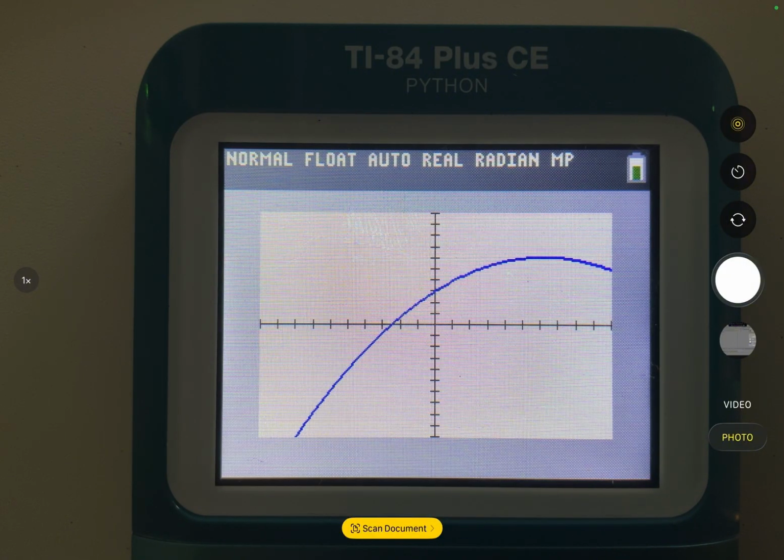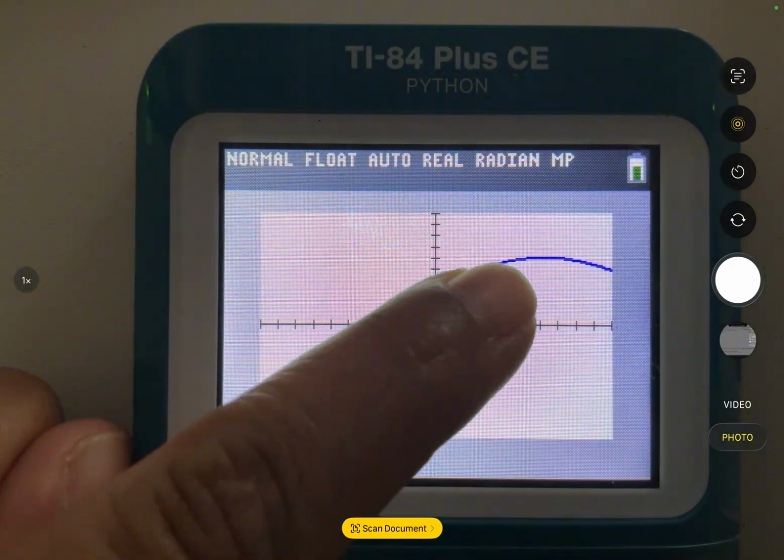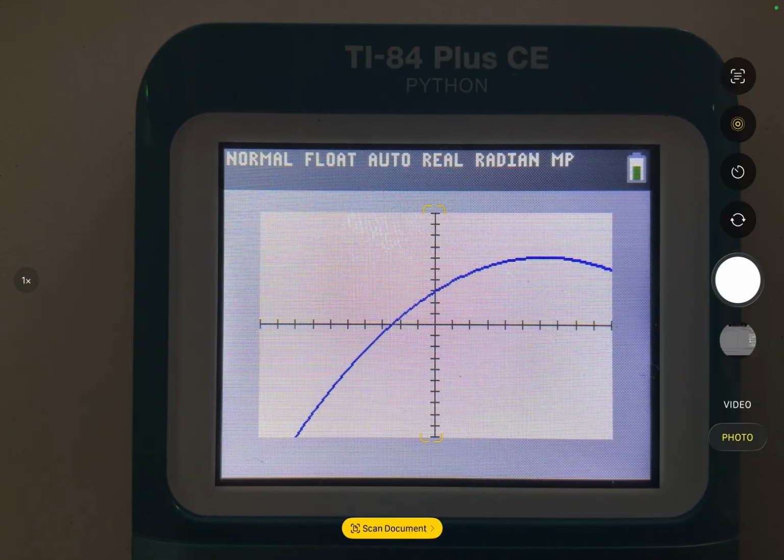What the heck? Go to y equals. Press zoom 6. There it is. All right. So, can you see the vertex? Yes, you can. So, since we can see the vertex, we're going to press second trace.